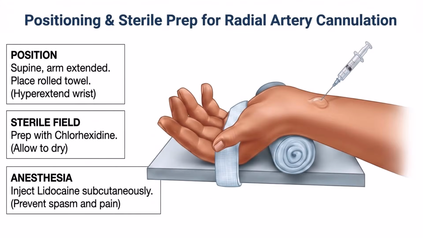For radial arterial cannulation, position the arm flat on a bedside table with the wrist slightly hyperextended over a rolled towel to bring the artery closer to the skin surface. Prepare the site with chlorhexidine and allow it to dry completely for at least 1 minute, as a wet antiseptic solution can make the pulse more difficult to palpate and reduces its antiseptic effectiveness. Next, infiltrate a small skin wheel of lidocaine. This not only improves patient comfort but also helps minimize pain-induced arterial vasospasm, making cannulation easier.